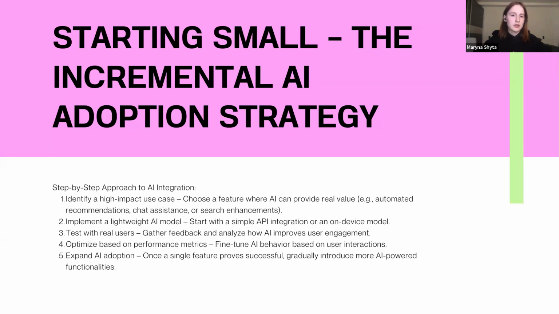The step-by-step approach to AI integration is, first, identify high-impact use cases. Choose features where AI can provide real value, like automated recommendations, chat assistance, and so on. Also, implement a lightweight AI model, like starting with API integration or an on-device model.